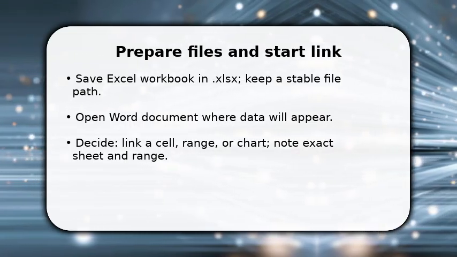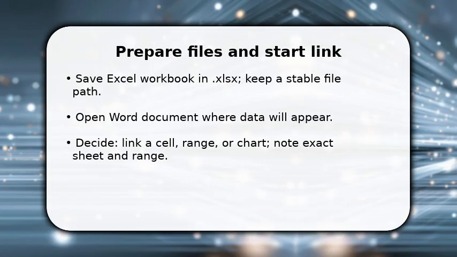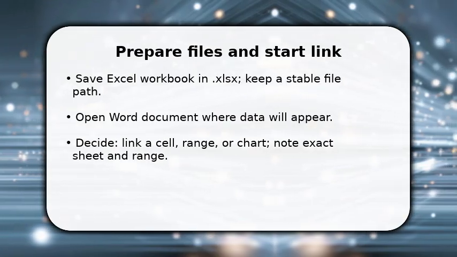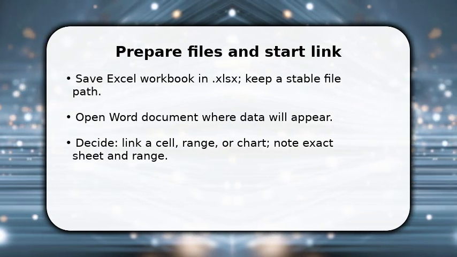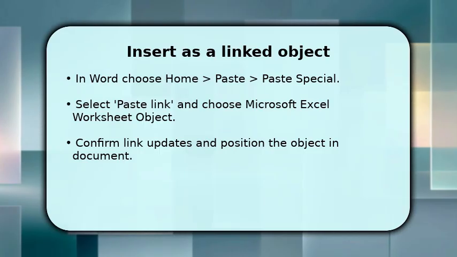Once done, press Ctrl+C to copy the selection in Excel. Make sure Excel stays open while you switch to Word to preserve the clipboard and link context. Now in Word, place the cursor where you want live data.